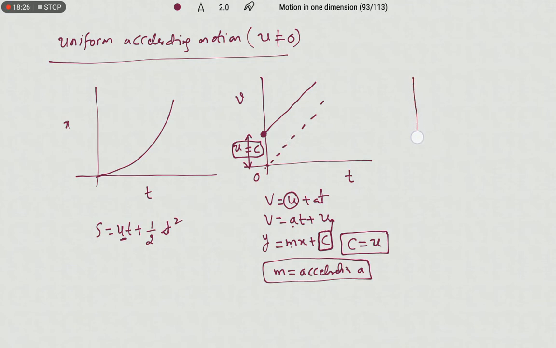Now let us take the acceleration-time graph. Again, what is constant? Even though it is starting with non-zero velocity, acceleration is constant, so the graph will be the same. a is constant: at any time the acceleration of the object is constant.